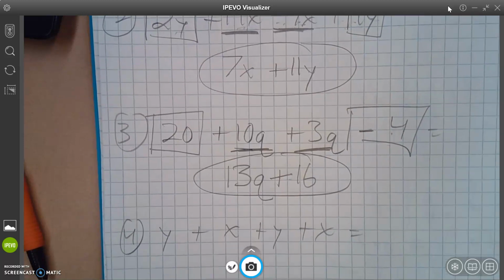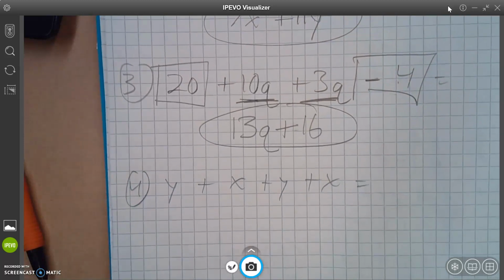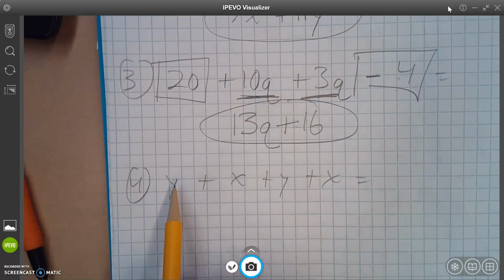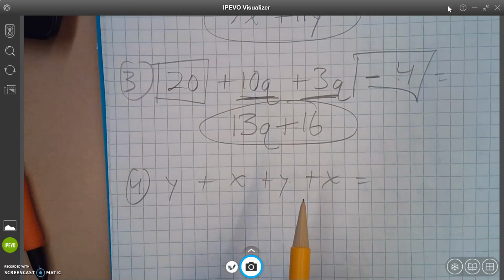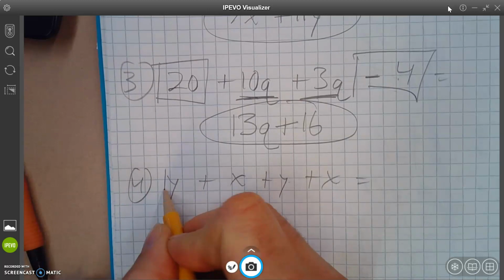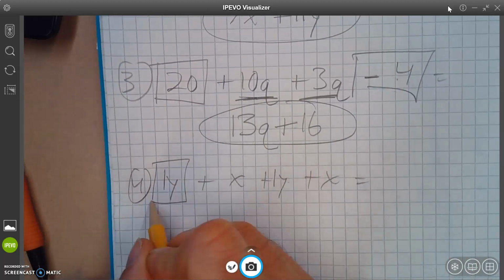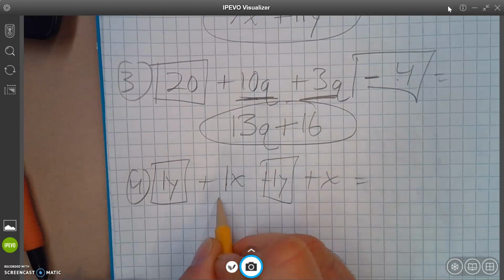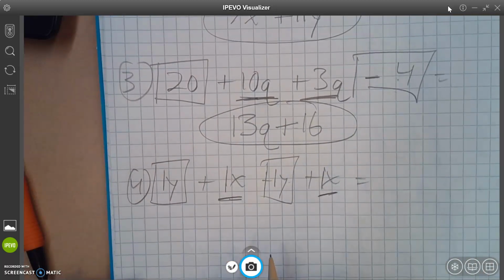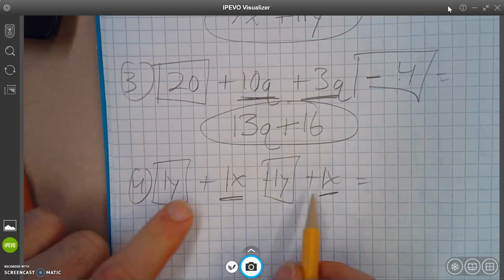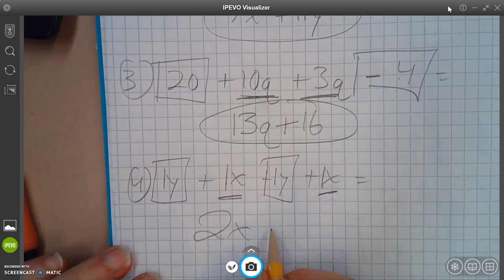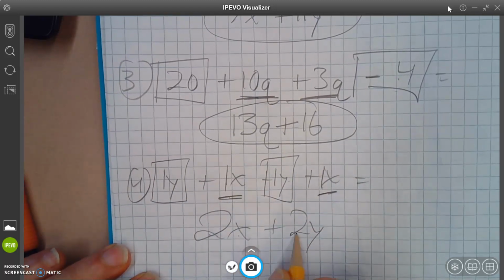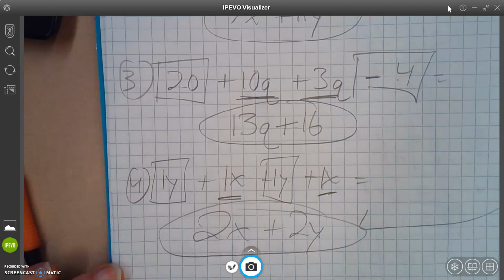All right, last one. See if you're truly ready for that Friday quiz. y plus x plus y plus x. Combine the like terms, what do you get? Ready, set, go. All right, here we go. 1y and 1y. 1x and 1x, okay. So I got 1x plus 1x is 2x. 1y and 1y is 2y's. 2 x's and 2 y's. That's what I got. Yeah.